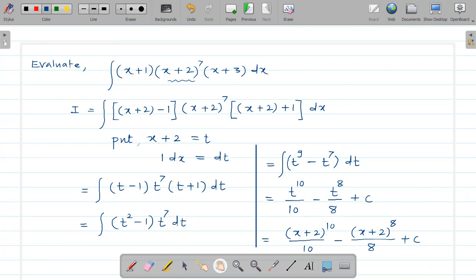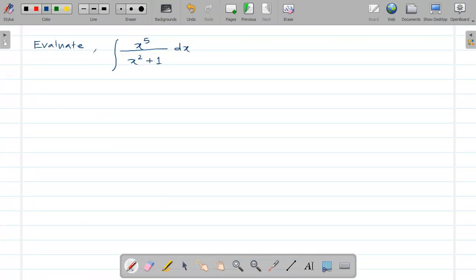Okay, now next one is, we have to evaluate the integration of x raised to 5 upon x square plus 1. Now here in this case, if I put x square plus 1 is equal to t, then you will get 2x dx is equal to dt. So whenever there is x square, we need x. So we have to adjust this as per the requirement in the substitution. We will adjust the index like this.